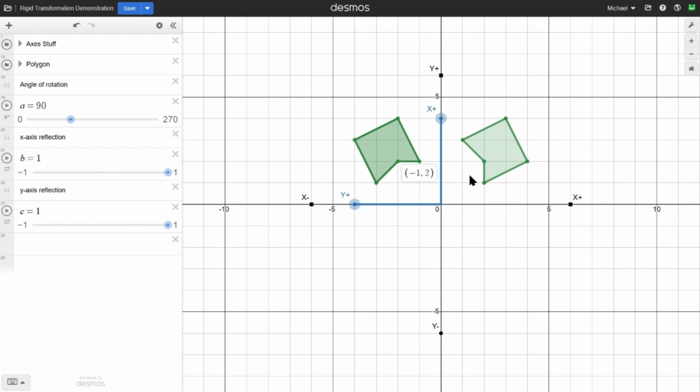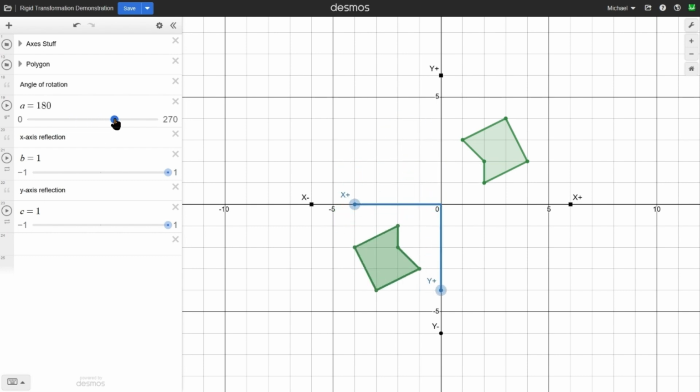This is why this point (2, 1) becomes (-1, 2), because its x value is now lying on the positive y-axis, and the old y-axis is now lying on the negative x-axis, which is why this becomes (-y, x). We can see this as we do our other rotations.